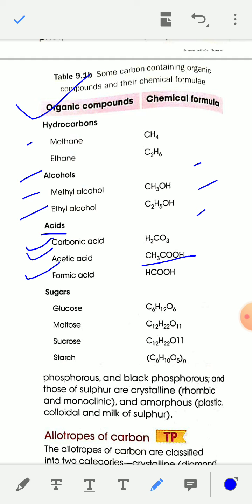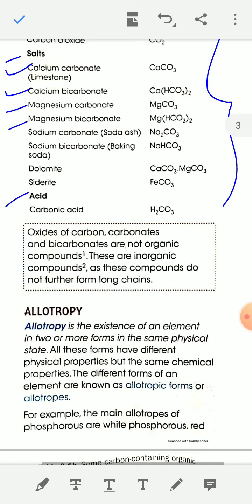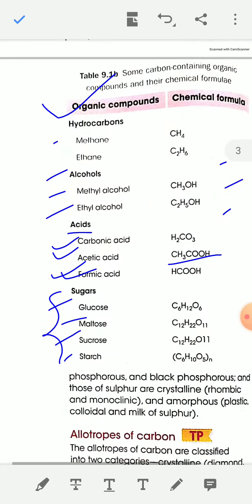I think you know what vinegar is. Vinegar is acetic acid, CH3COOH, and formic acid is HCOOH. These are some organic compounds of carbon. And glucose, maltose, sucrose, starch, cellulose, all these sugars contain carbon. So these are some compounds of carbon, inorganic compounds and organic compounds of carbon.